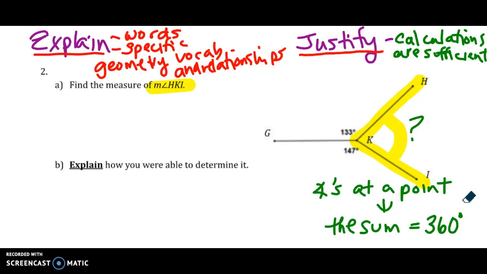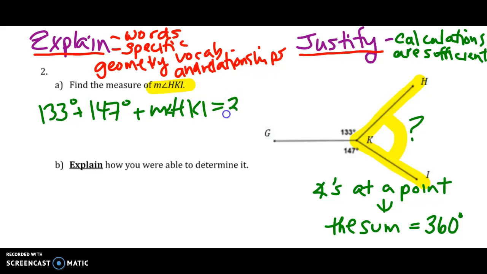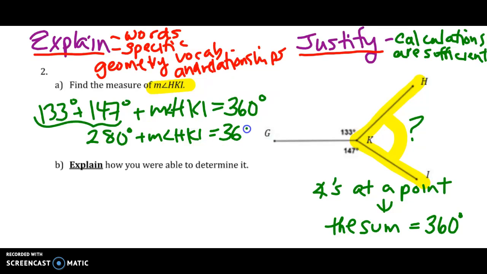So we take the given angles, 133 degrees plus 147 degrees plus the measure of angle HKI, and we know that is equal to 360 degrees. When I add these two angles together, I get 280 degrees plus the measure of angle HKI equals 360. And when I subtract 280 from the 360, I'm left with the measure of HKI, which is 80 degrees.